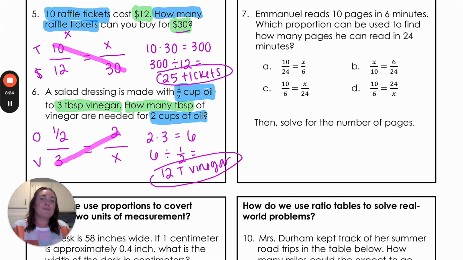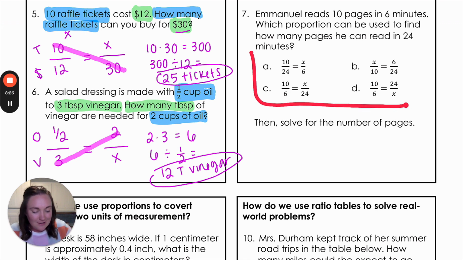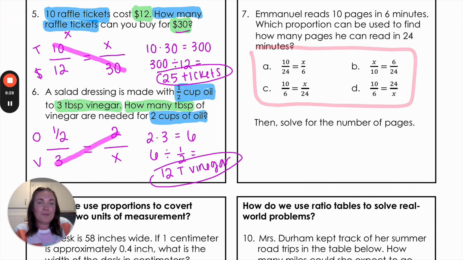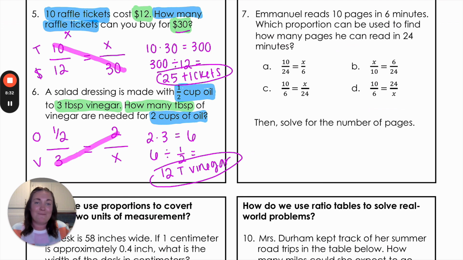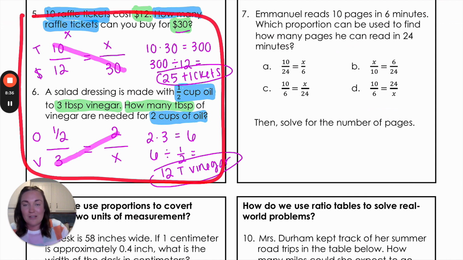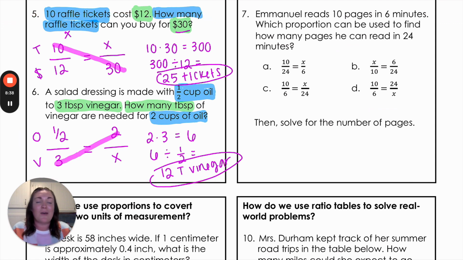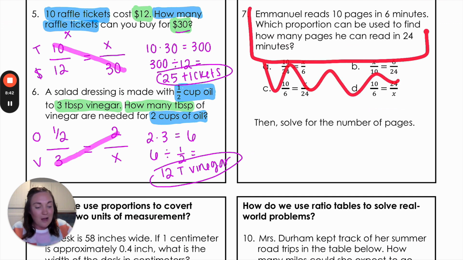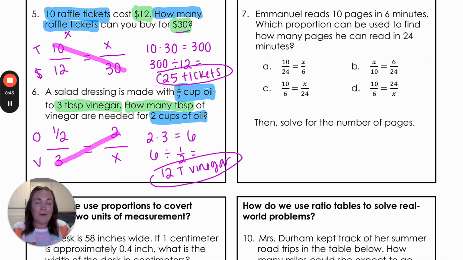So we have a bunch of different options here of which one could be used to solve this problem, right? So which proportion could be used? This is how I have my students do this. We know how to set up a problem and we know how to solve a proportion based on that. So what I tell my students is ignore these answers for now, solve this problem the normal way that you would in your way, right? So it makes sense in your head, and then go back and figure out which answer matches yours.